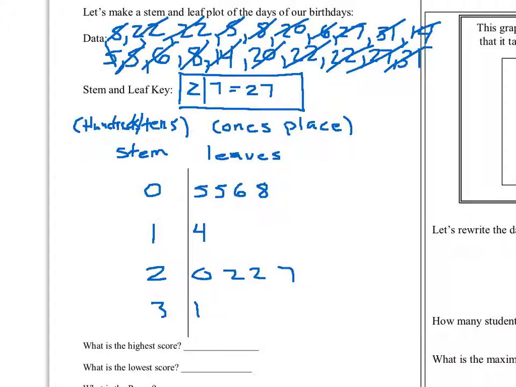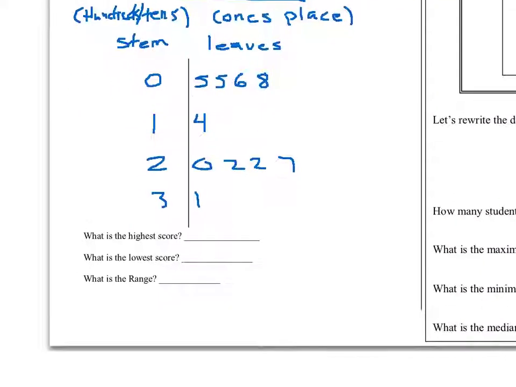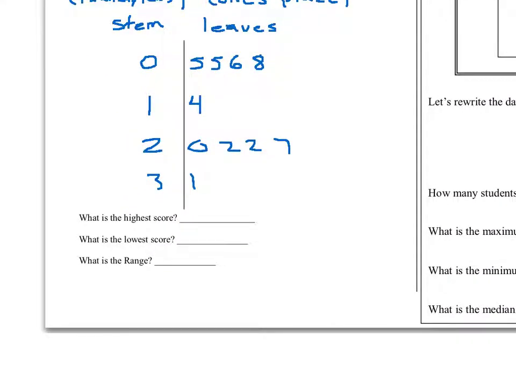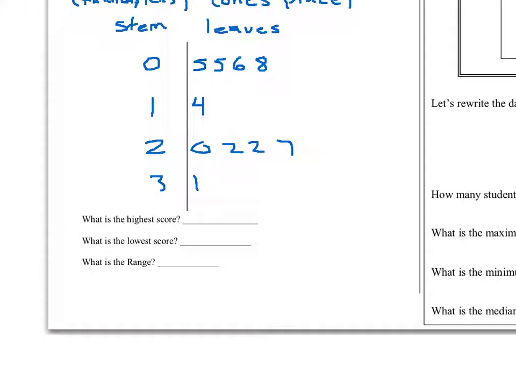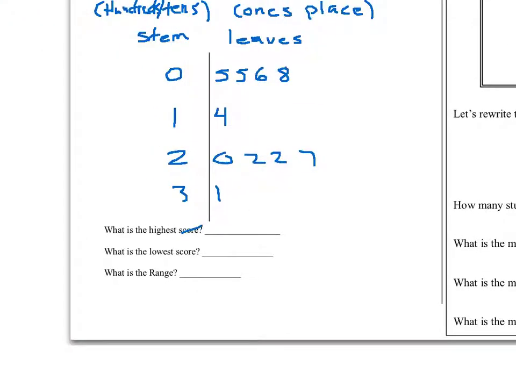Now, let's talk about how to use a stem and leaf plot. What is the latest or highest day? 31. So you come to your highest stem and look at your highest leaf with that stem, which is 31. What is the lowest day? Come down to our lowest stem and look at our lowest leaf.